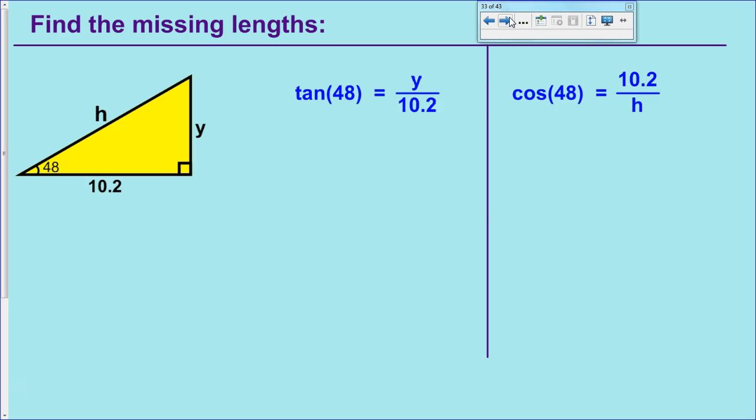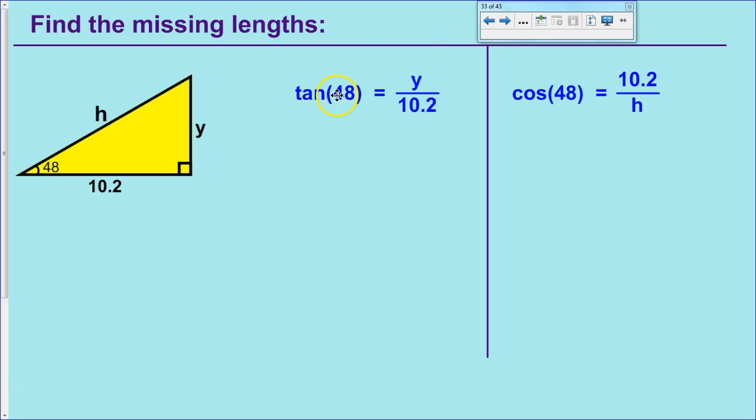Okay, here they are. I used a tangent function and a cosine function, and you might have been tempted to use a sine function. Keep in mind that the only angle that we know is 48. If we reference this as our angle theta, then we have an adjacent side right here, an opposite side right here, and a hypotenuse right here. So if I wanted to find y, I would have to reference that against something that I know, like 10.2. In order to find y, I have to go opposite and adjacent, so that would be a tangent function, opposite over adjacent.